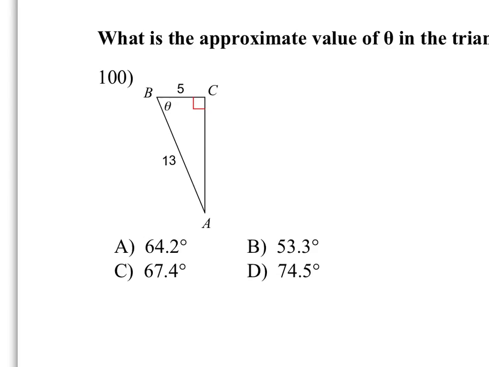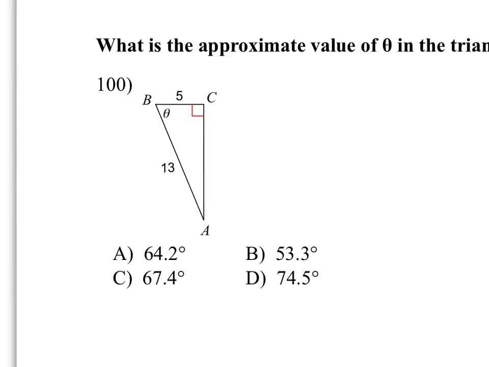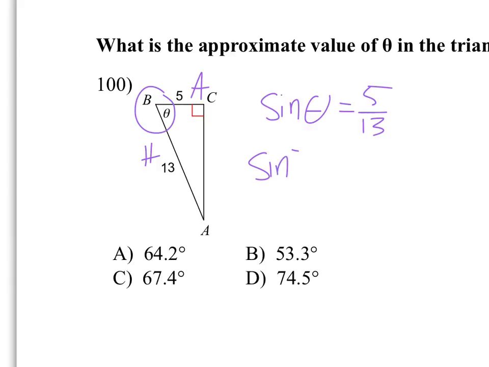For problem number 100, we've got to solve for an angle. So we're looking at angle B. I've got the opposite and the hypotenuse. So sine of theta is equal to 5 over 13. If I do the inverse sine of 5 over 13, that's going to tell me my angle. And when I do that, I get theta is equal to 22.6.